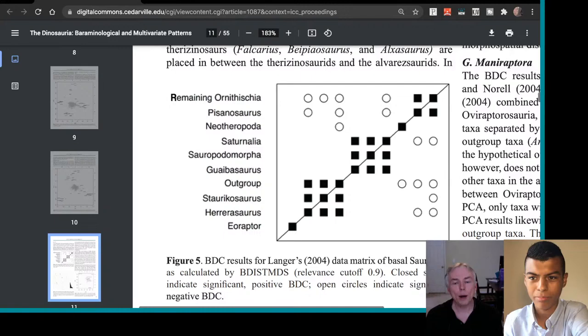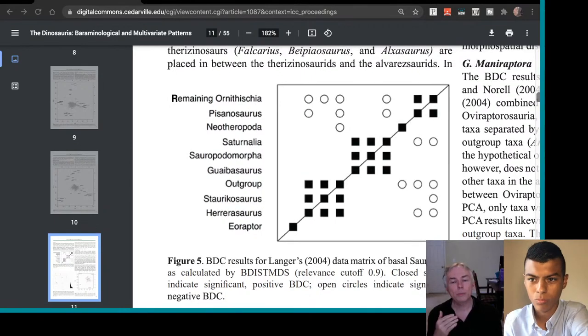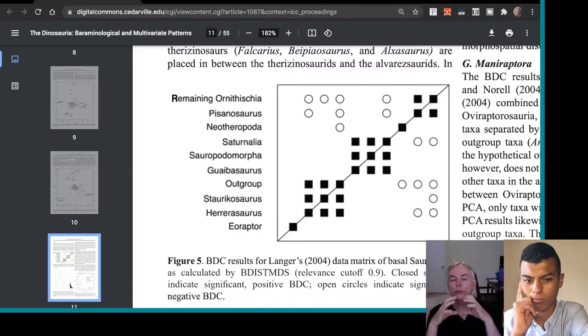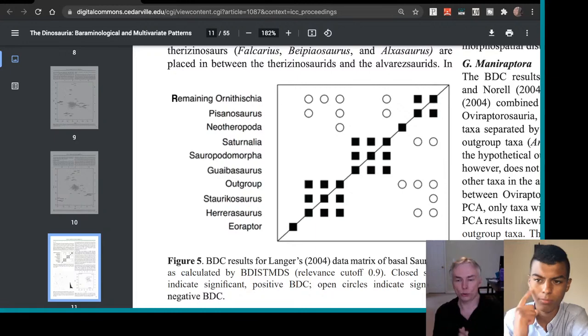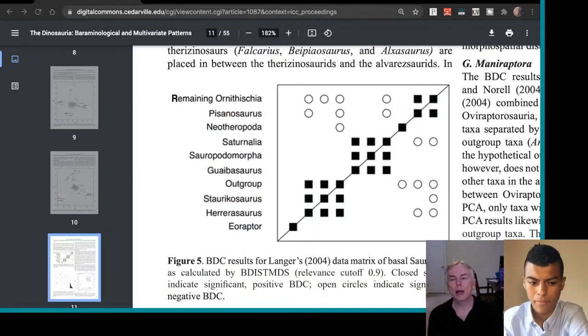I can't quite see what's going on there, but it looks like it might be in the outgroup portion of what we call the baramitic distance chart. And those clusters of squares show that those more or less seem to group together. But on this one, we're looking a little bit more at basal Saurischia. And so the Saturnalia, the Sauropodomorpha, Gobiosaurus, those will cluster together as well. So we didn't have a lot of dinosaurs on this one.